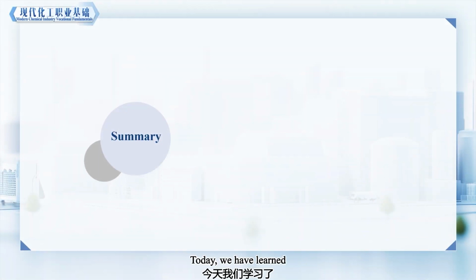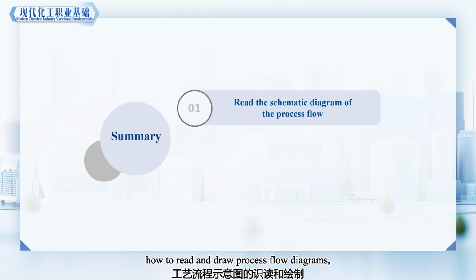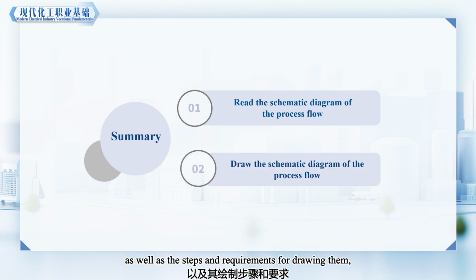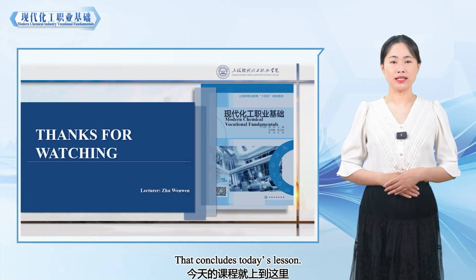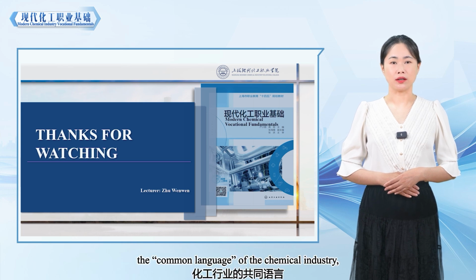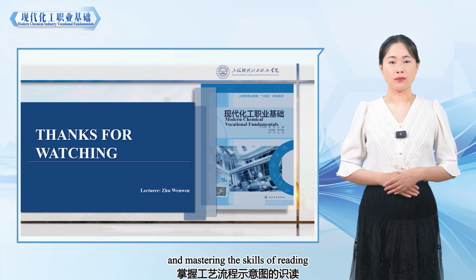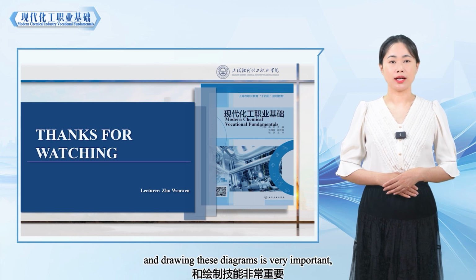Today, we have learned how to read and draw process flow diagrams, and we have understood the purpose and steps of reading process flow diagrams, as well as the steps and requirements for drawing them, thus successfully completing the learning tasks of reading and drawing. That concludes today's lesson. Process flow diagrams are the common language of the chemical industry, and mastering the skills of reading and drawing these diagrams is very important.